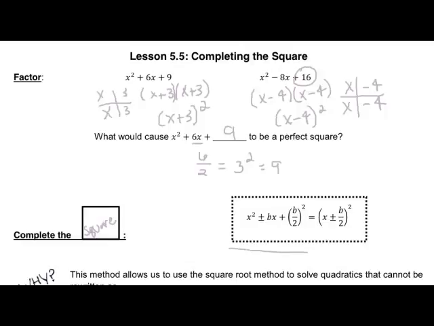So the formula for completing the square is right here. x squared plus or minus bx plus b over 2 quantity squared, which is what we did right here. And that is equal to x plus or minus b over 2 quantity squared. So we're trying to get some quantity squared so that we can then solve for x, or for our variable.